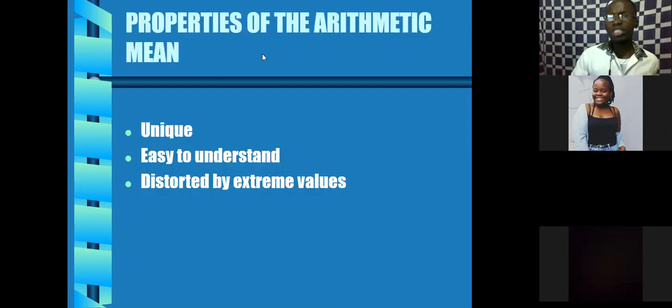So what are the properties of the arithmetic mean? Some of the properties of the arithmetic mean is that, one, it is unique. There's no other measure of central tendency which is calculated in a similar way as the mean is calculated. Then it is easy to understand. You cannot have so much difficulty understanding how to calculate the arithmetic mean. Then it is distorted by extreme values.